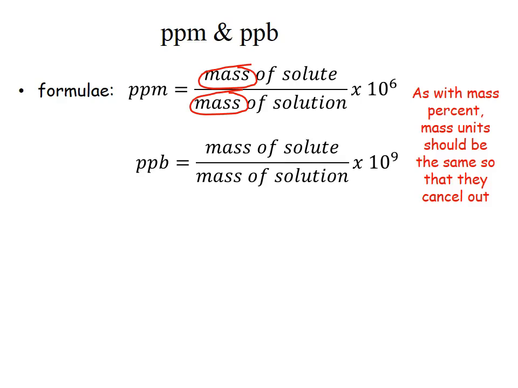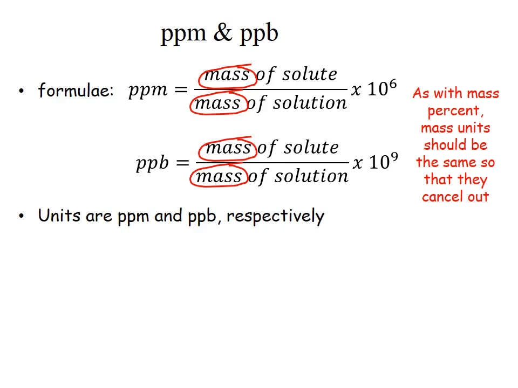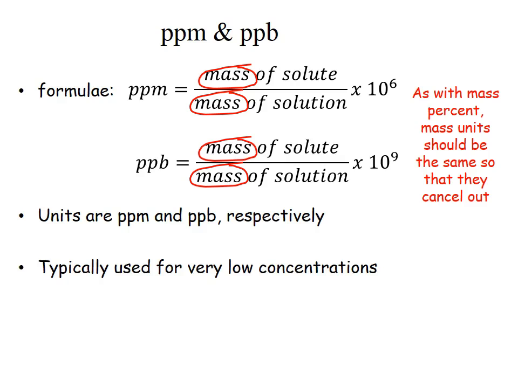Those mass units, just like percent, cancel out. That's true for both of them. The units are either ppm or ppb, depending on which one you're calculating. These are typically used for very low concentrations.